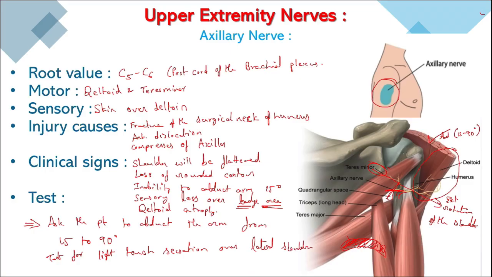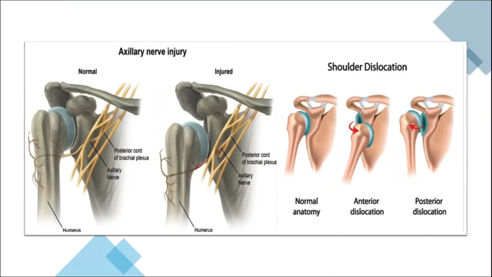Okay, so this is the X-ray now. So now we are going to see some injury here. This is the normal axillary nerve, coming from the posterior cord of the brachial plexus. We already discussed this. It originates from C5, C6.